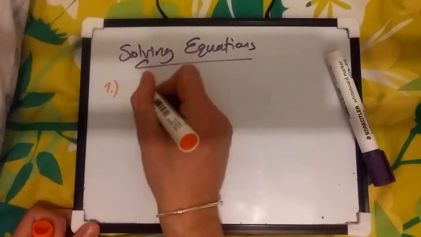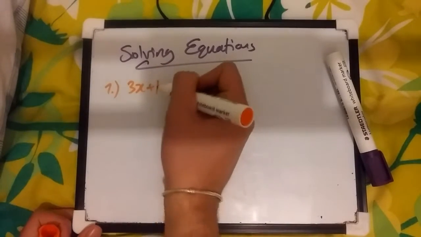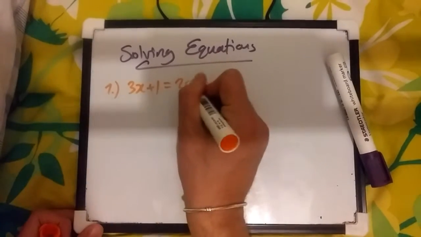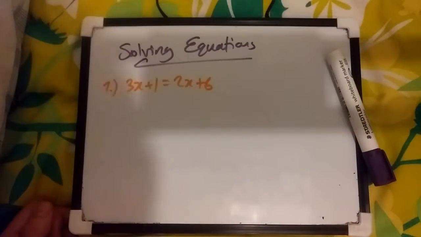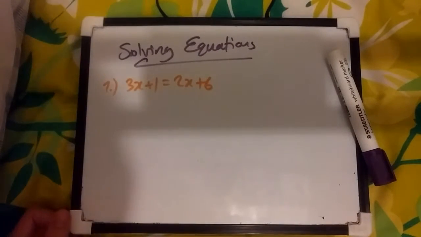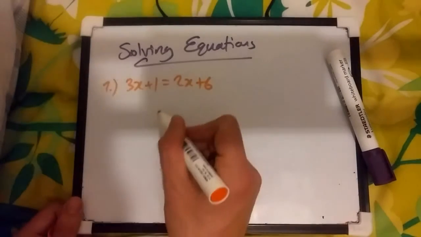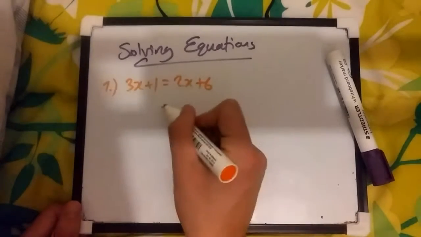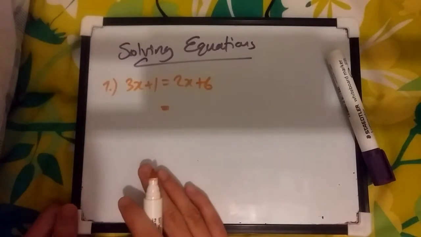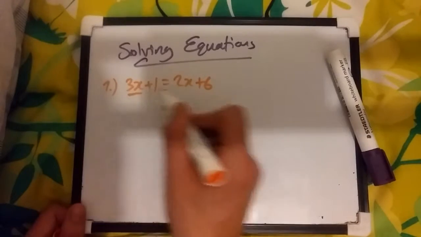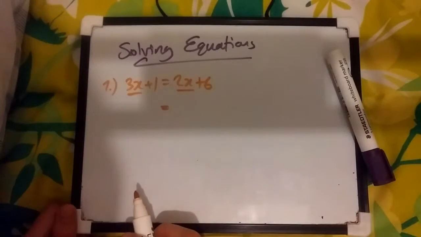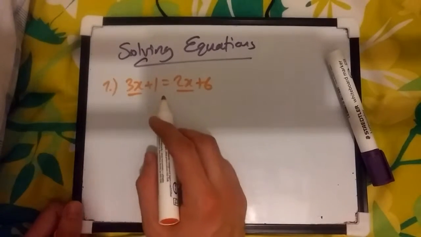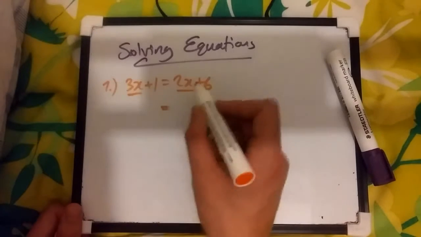The first one is 3x plus 1 equals 2x plus 6. Straightforward one. Here we always aim to make x the subject. For the first line, the idea is to put all the x terms on one side and all the non-x terms, like 1 and 6, on the right side. To move 2x across, we subtract 2x from both sides to eliminate it.